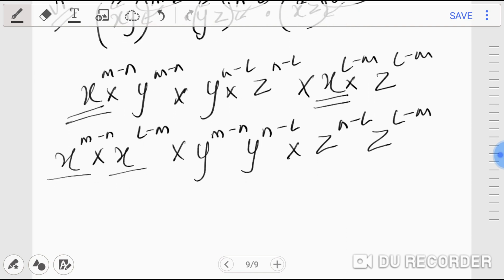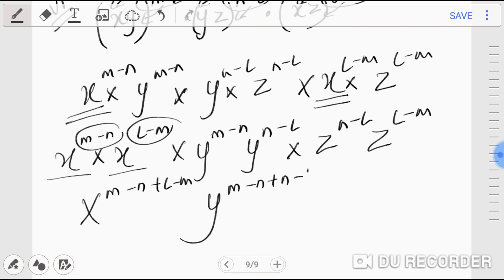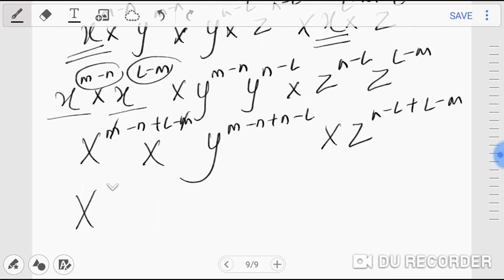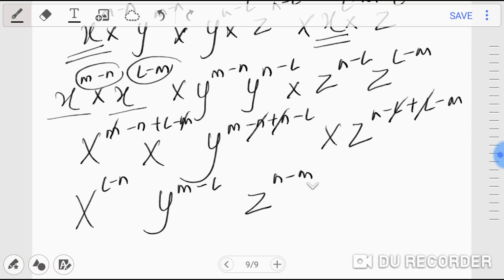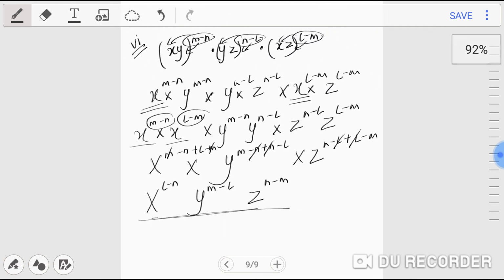So with the multiplication sign in between, the exponents will be added. x^((m-n)+(l-m)), y^((m-n)+(n-l)), z^((n-l)+(l-m)). Plus m minus m cancel, so it will be x^(-n+l), you can write l minus n. Y: minus n plus n cancel, m minus l. Z: minus l plus l cancel, so n minus m. And that's your final answer. You can note it down. I'll stop it here. God bless.